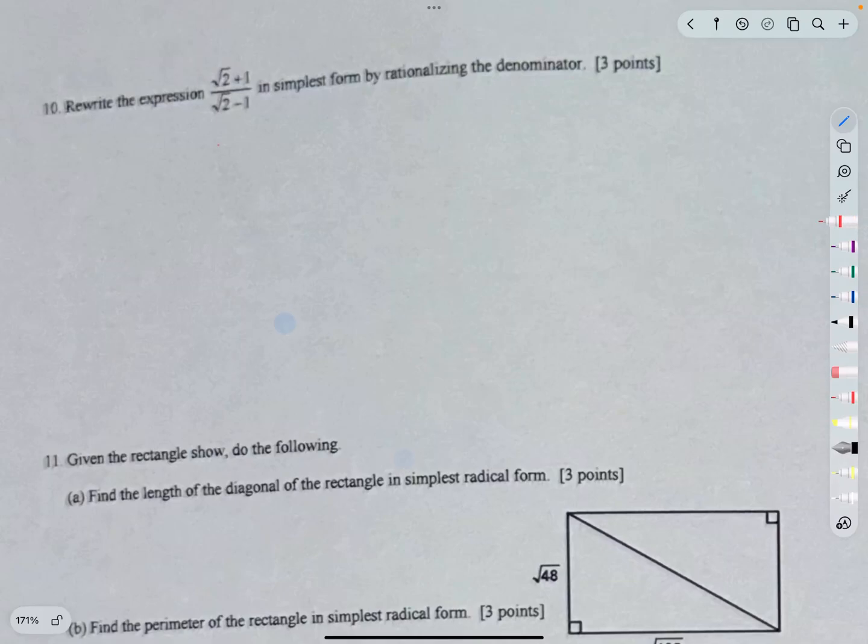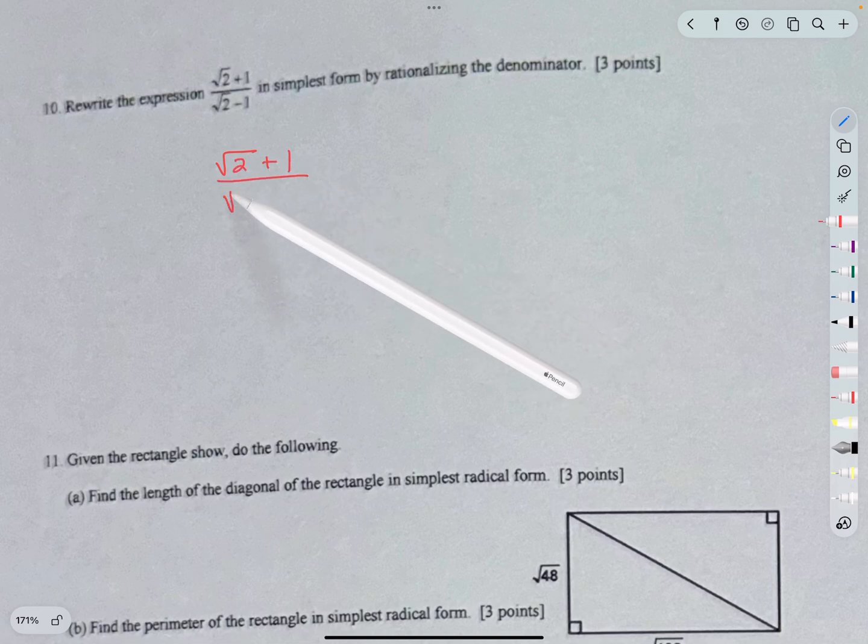Simplifying radicals. The key thing is you can't have radicals in your denominator. The other key thing is to get rid of them when you have binomials.